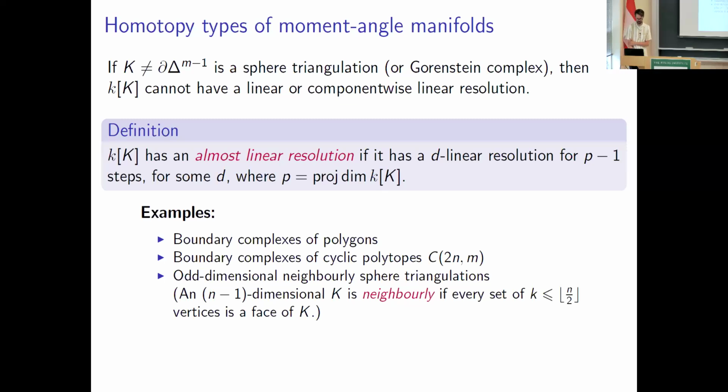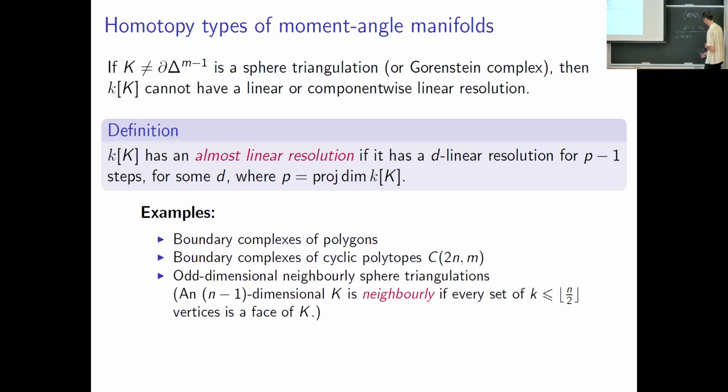So all of these examples that I just mentioned have an almost linear resolution. The boundary complexes of polygons, I'll show an example of that one at the end, I think. These all have resolutions that look like this. If K is an m-gon, the boundary of an m-gon, then you'll have a bunch of missing edges. Those are the only missing faces.